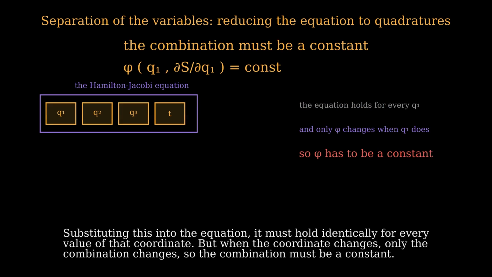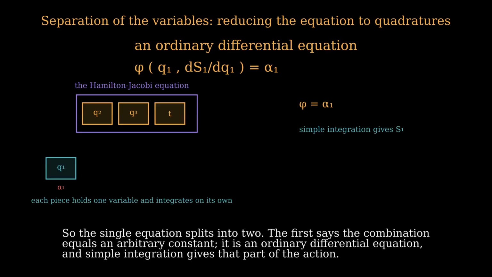Substituting this into the equation, it must hold identically for every value of that coordinate. But when the coordinate changes, only the combination changes, so the combination must be a constant. So the single equation splits into two. The first says the combination equals an arbitrary constant. It is an ordinary differential equation, and simple integration gives that part of the action.